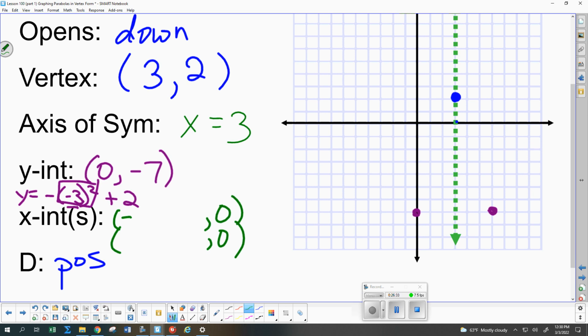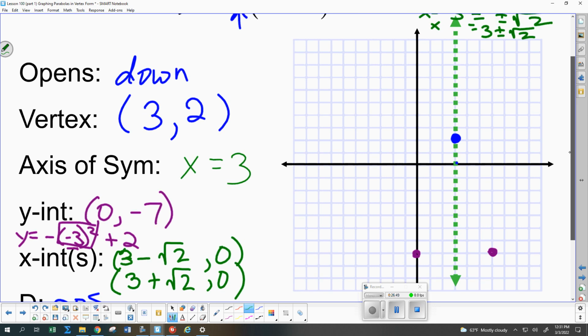So we write those down. The one on the left is, I'm sorry, is 3 minus root 2. And the one on the right is 3 plus root 2. Are those easy enough to plot to let those be our fourth and fifth points? I'm not good at plotting square root things. So we're going to do a table of values.